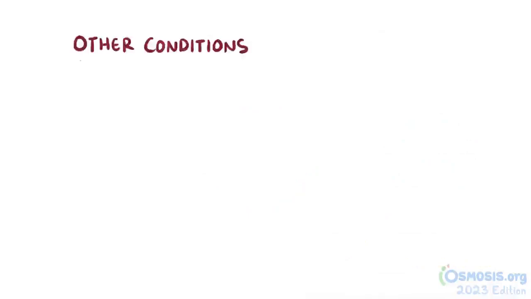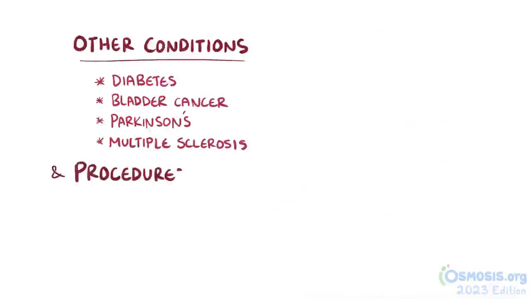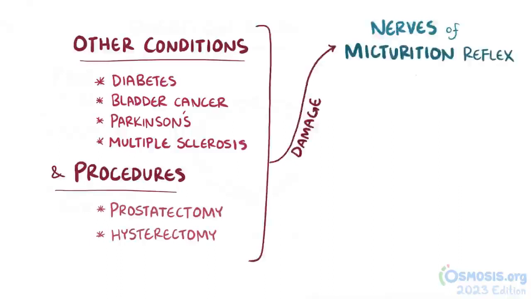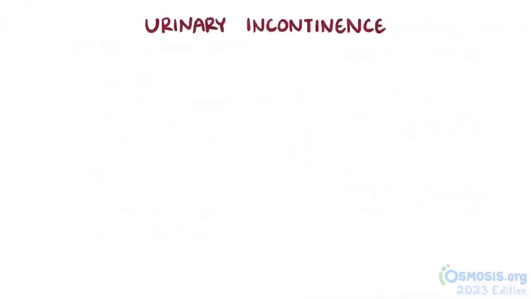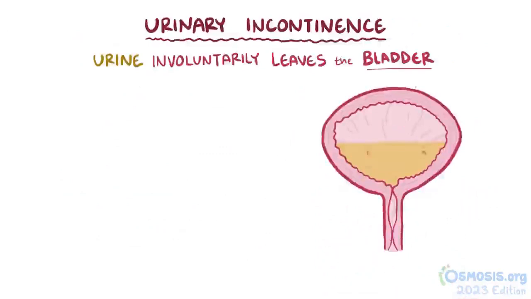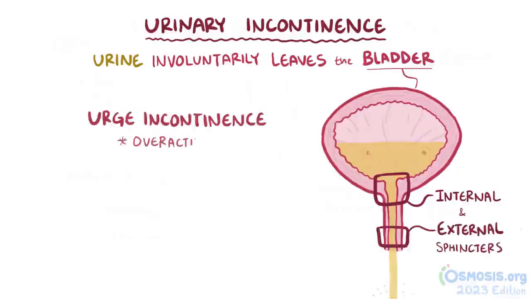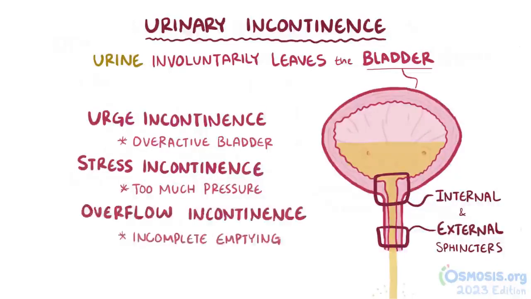Finally, there are various conditions like diabetes, bladder cancer, Parkinson's, and multiple sclerosis, as well as procedures like prostatectomy or hysterectomy that can damage the nerves involved in the micturition reflex, ultimately leading to urinary incontinence. The symptoms and treatment for these problems depend on the exact condition. Alright, as a quick recap, urinary incontinence happens when urine involuntarily leaves the bladder through the internal and external sphincter muscles. Urge incontinence is due to an overactive bladder, stress incontinence is due to too much pressure for the sphincter muscles to resist, and overflow incontinence is due to incomplete emptying of the bladder.